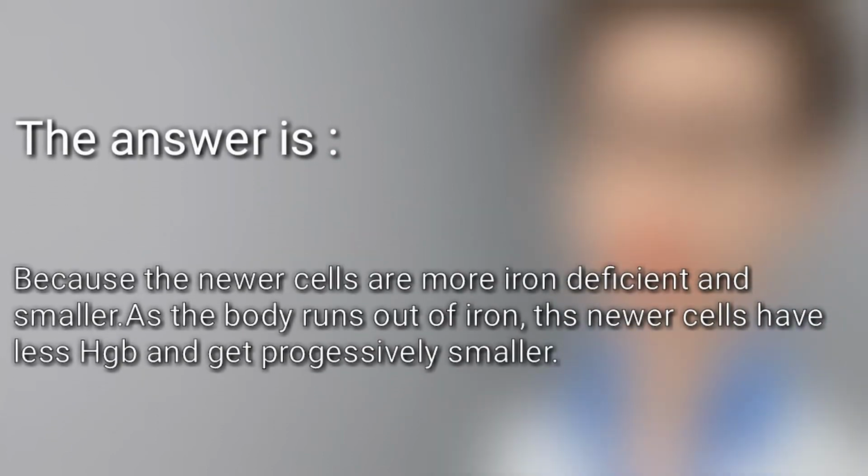This is because the newer cells are more iron deficient and smaller. As the body runs out of iron, the newer cells have less hemoglobin and get progressively smaller.